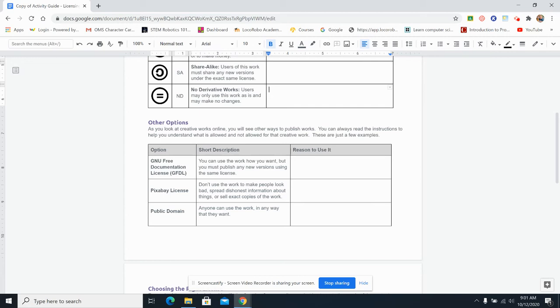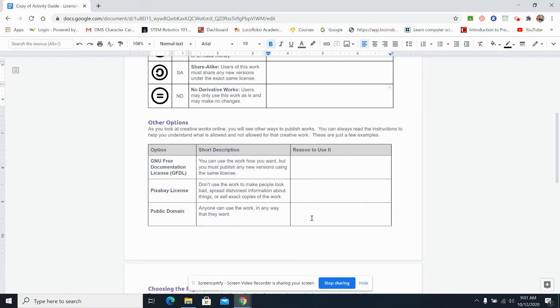Now, think about it in terms of what is the least restrictive, okay? You want to be thinking about what is least restrictive because you want others to be able to use it, but you've got to think about the least restrictive way to do it. So, GNU free. You can use the work how you want, but you must publish any new versions using the same license. Pixabay license. Don't use the work to make people look bad, spread dishonest information about things, or sell exact copies of the work. And then public domain. Anyone can use the work in any way they want to.